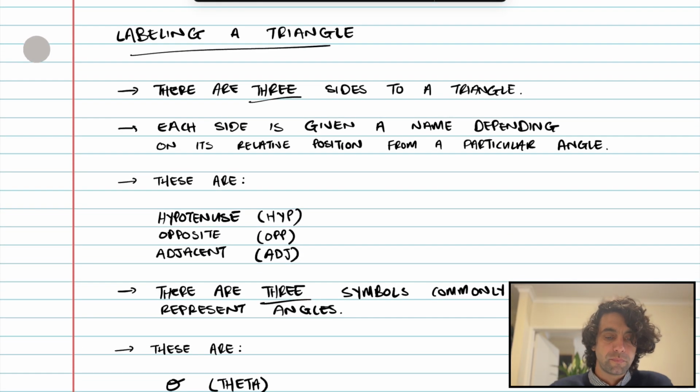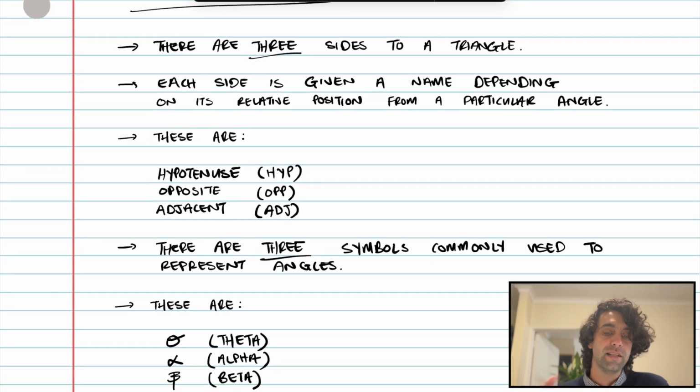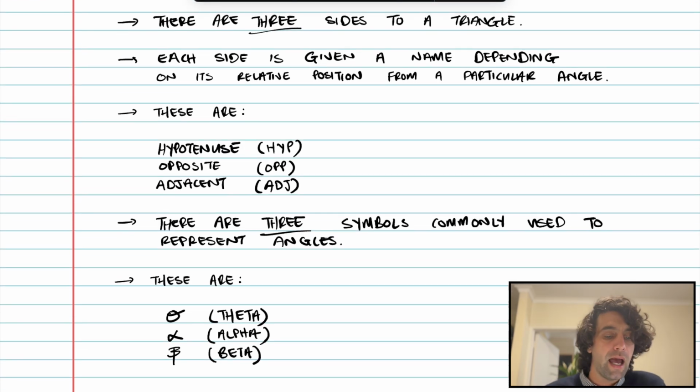So let's begin. We're going to start off by learning how we label a triangle. This is very, very important, okay? There are three sides to a triangle. They each have a specific name, and it depends on which angle you are referencing. So which angle am I talking about? Let's isolate that angle, and then label our sides from that angle specifically. Each side is given a name depending on its relative position from a particular angle.